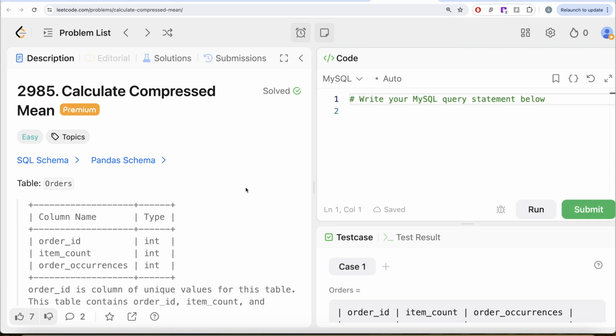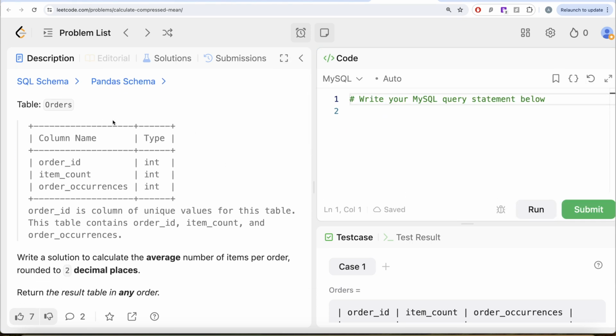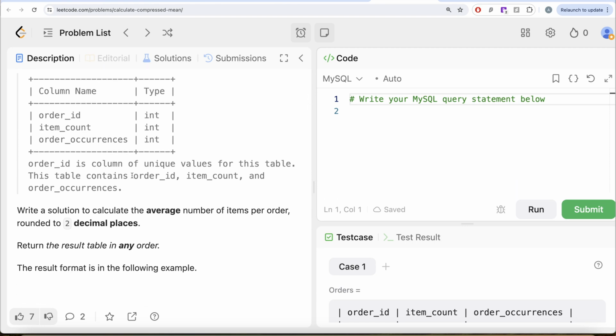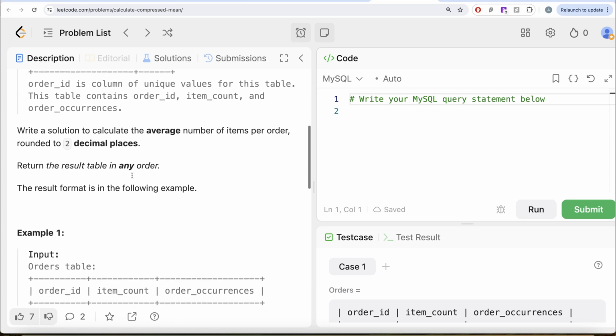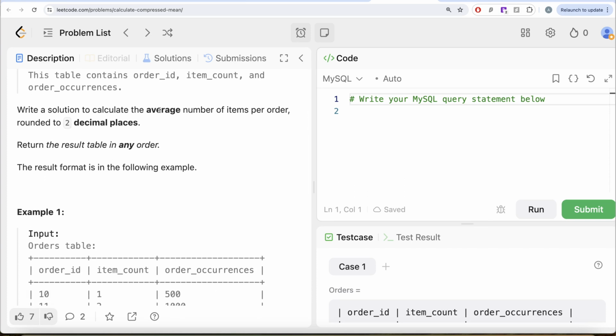Okay, the question reads, we are given a table called orders with three different columns: order ID, item count, and order occurrences. Order ID is the column of unique values for this table. This table contains order ID, item count, and order occurrences. We are asked to write a solution to calculate the average number of items per order rounded to two decimal places. Order of result does not matter.